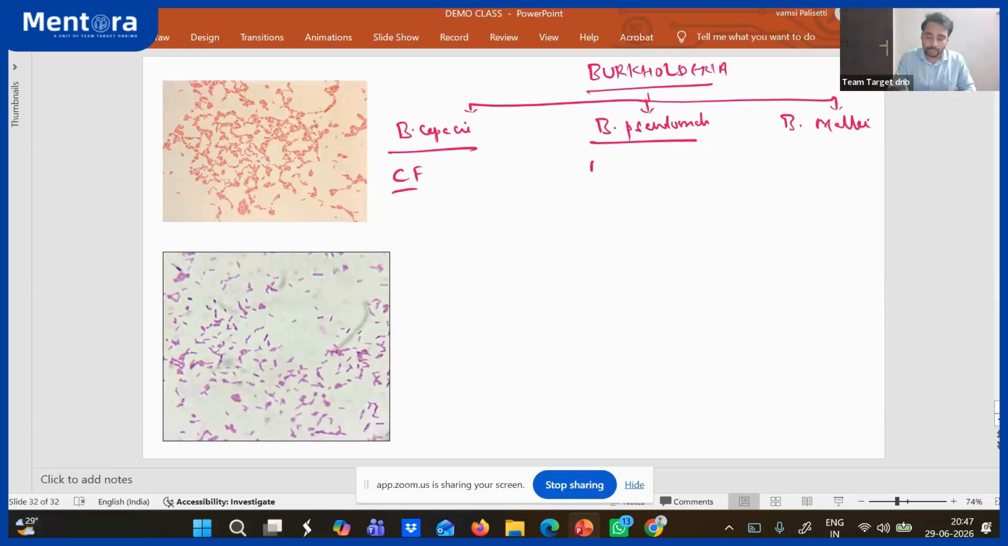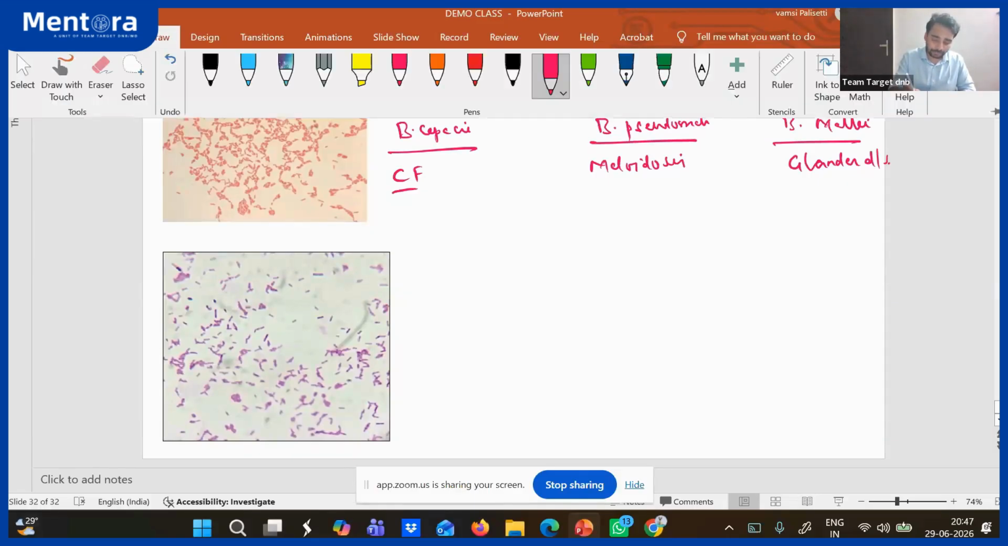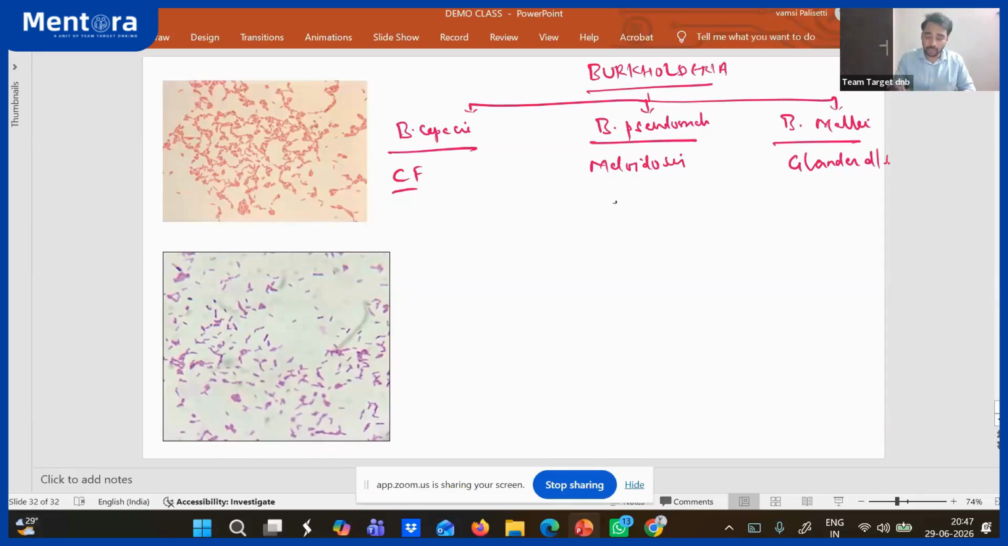Burkholderia pseudomallei causes melioidosis, and Burkholderia mallei causes glanders disease, just a glanders disease. Simple. Just remember the name. That much is enough. Okay. Let us see what is going to happen here. This Burkholderia pseudomallei. Okay, very important here.